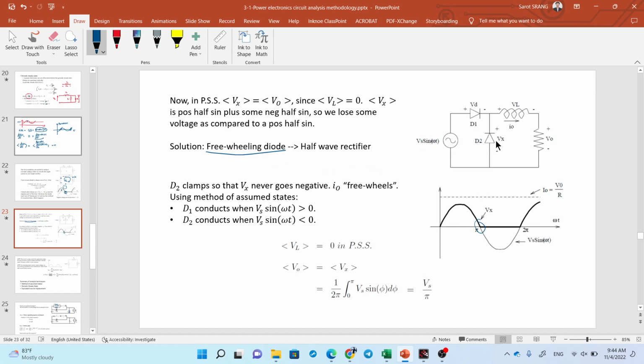So why can this freewheeling diode help? It helps because when the source has negative voltage and this one still keeps sucking current from this side, but because this one has low voltage, then here instead it sucks current from this way. So if it sucks from this way, the voltage here is not negative, instead it's just zero, because this becomes just a conductor with assumably zero resistance.